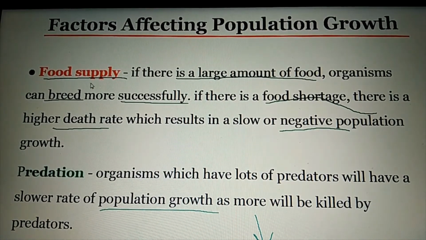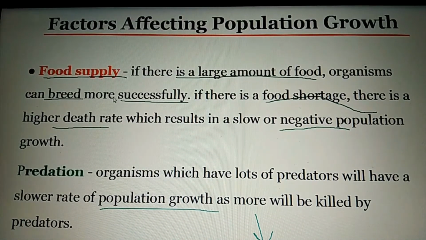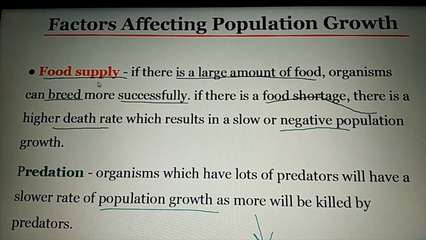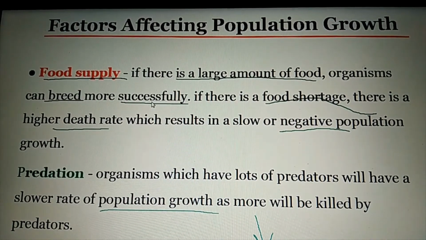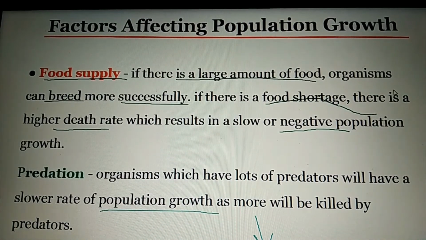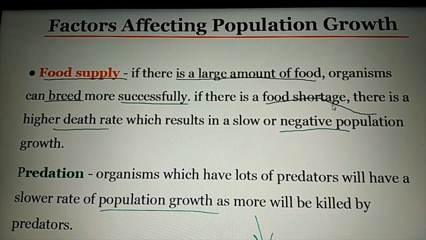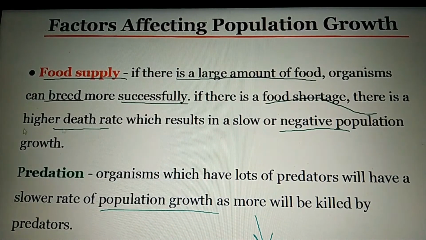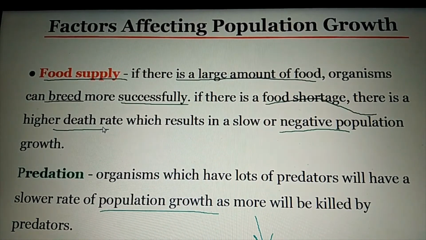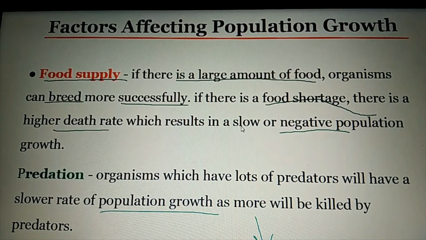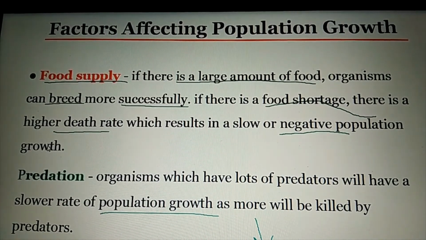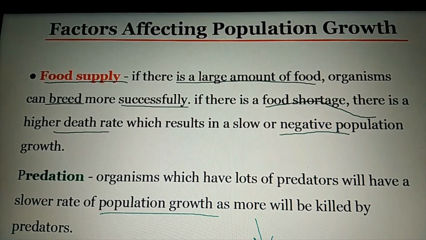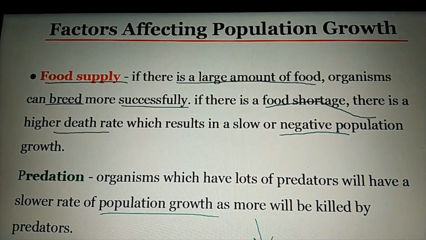So if there is enough food in the environment, or in the ecosystem, then organisms can reproduce more successfully. But if there is a shortage of food, that means if there is not enough food, then organisms will start to die. When they start to die, it's going to result in a slow or negative population growth.